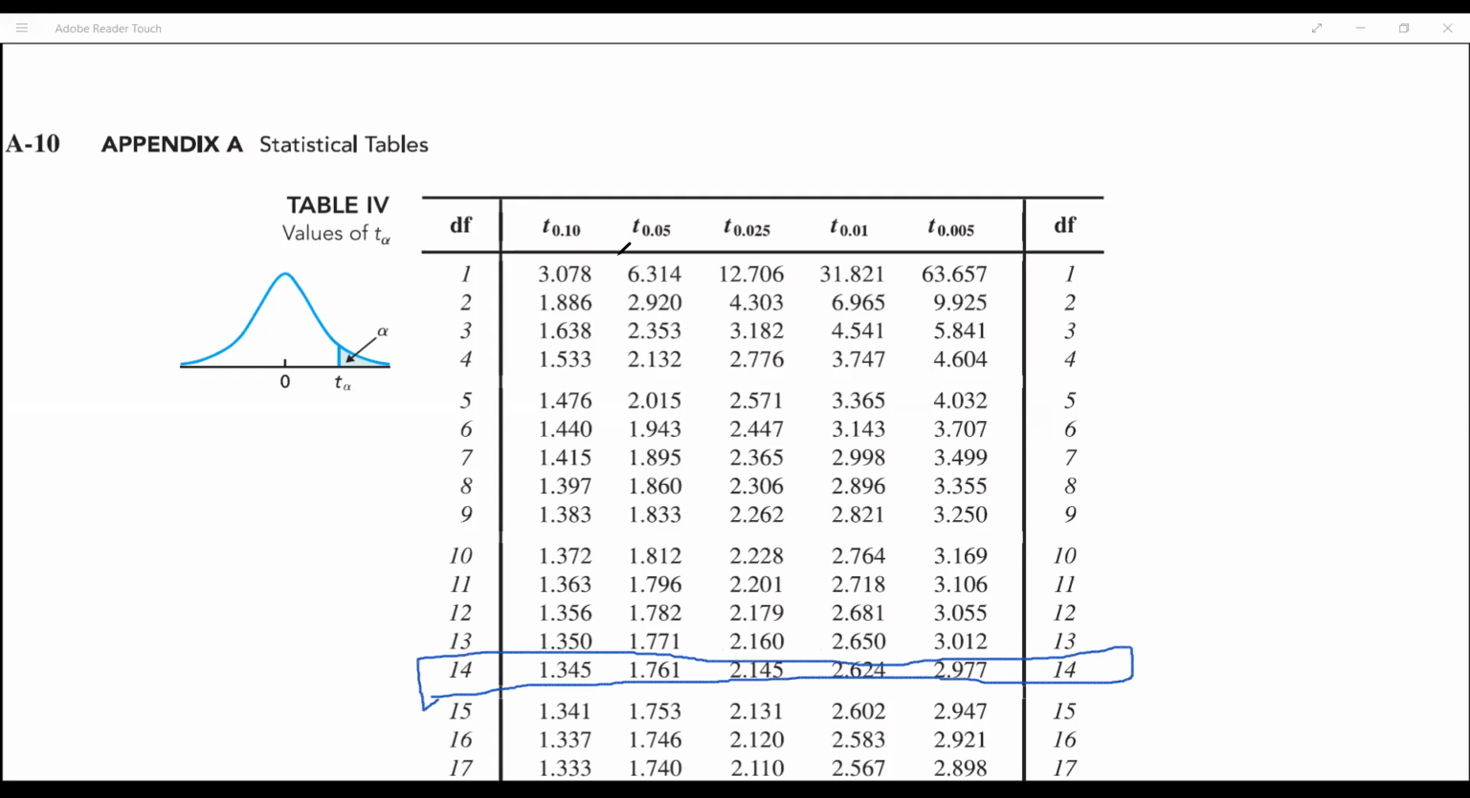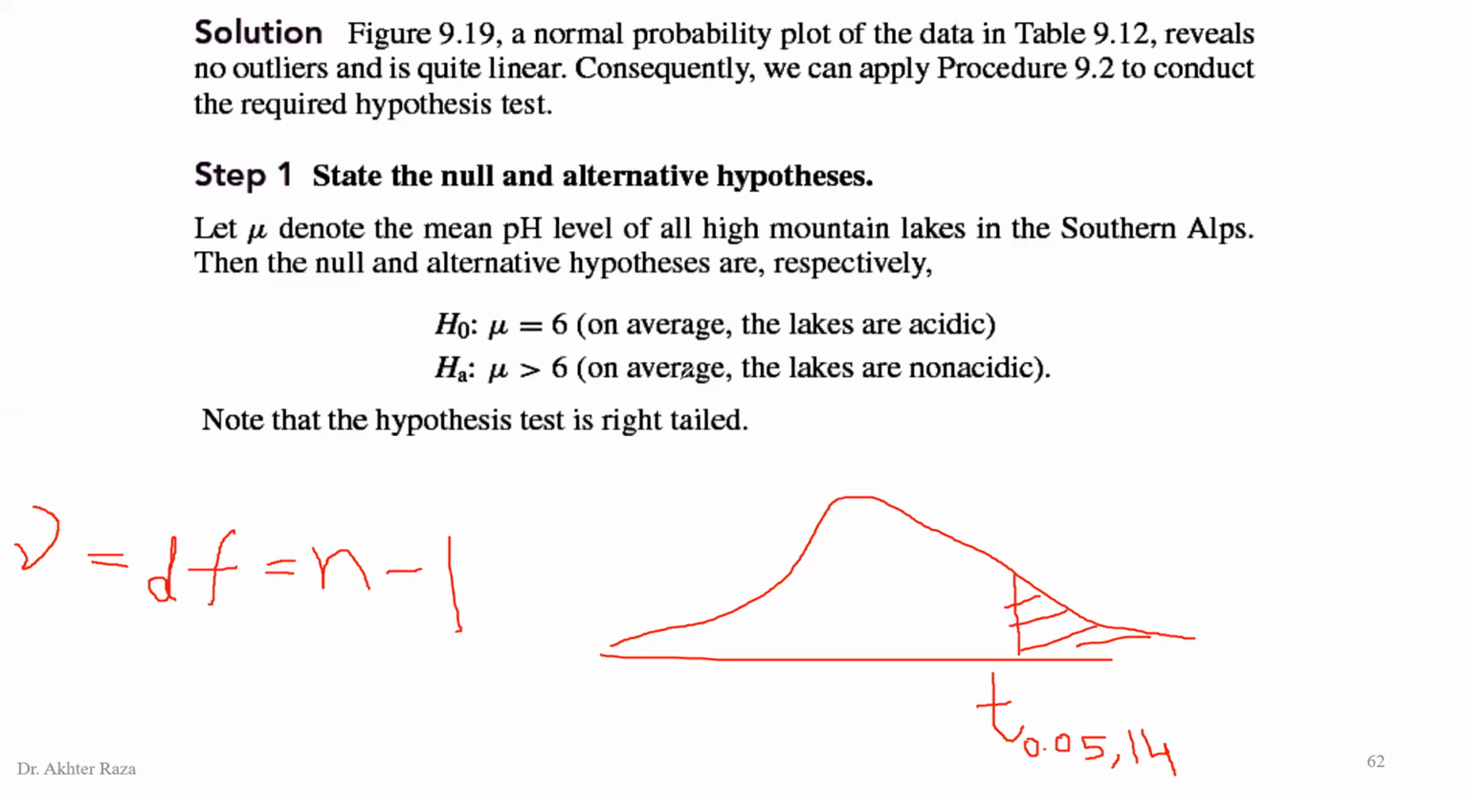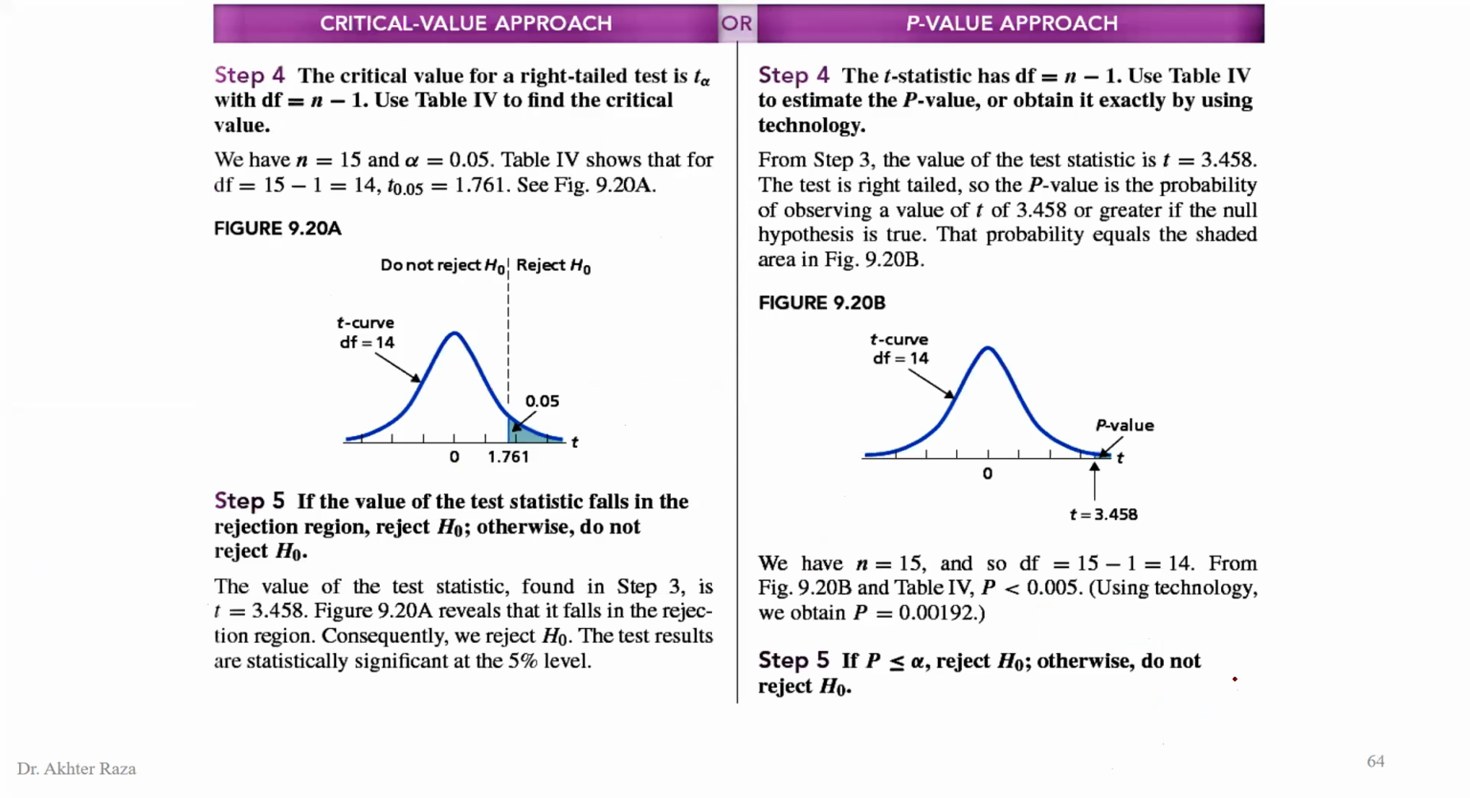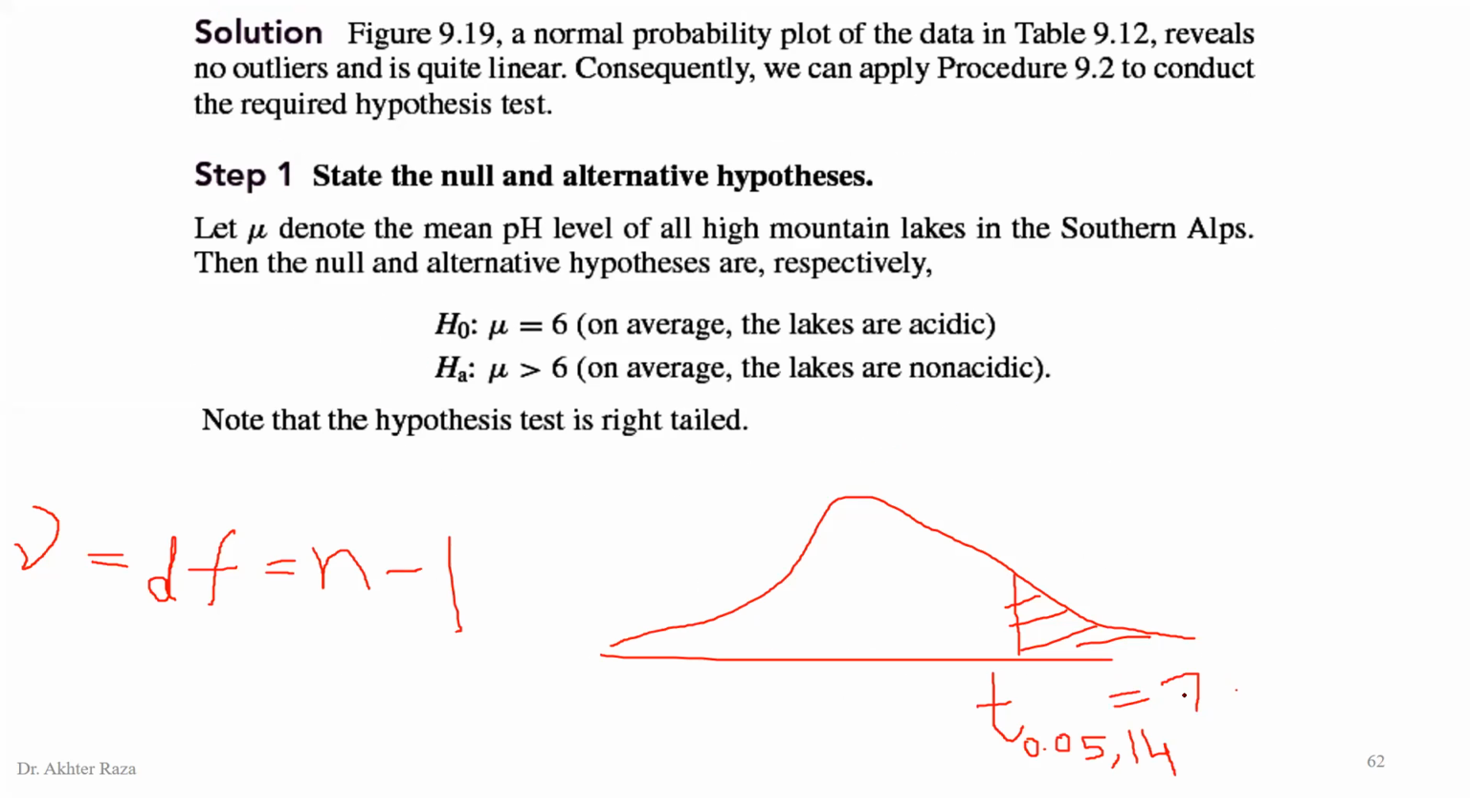And one more thing is 0.05. Again, 0.05, so we have this number, 1.761. So our critical value is 1.761. That number is to be used for comparison. This number is 1.761, not 7 point something, 1.761. This number is the critical number.